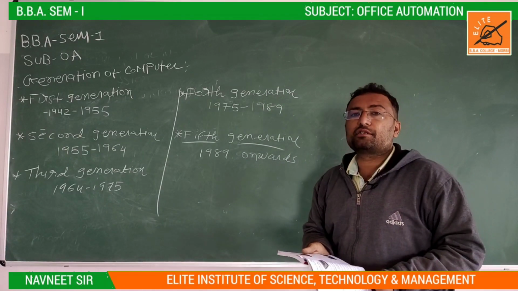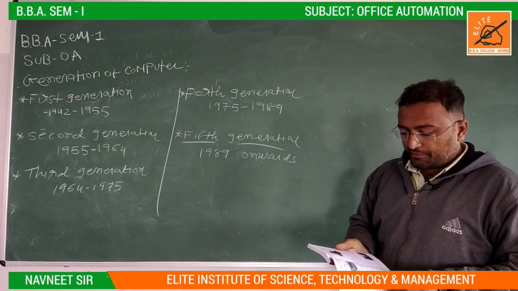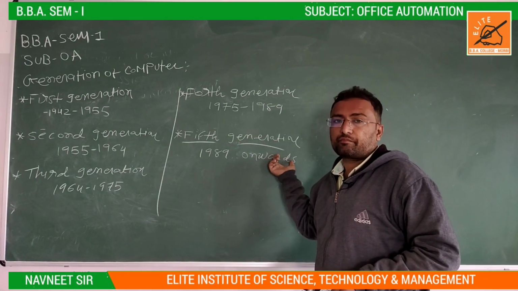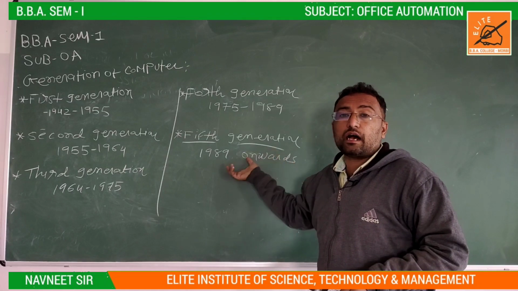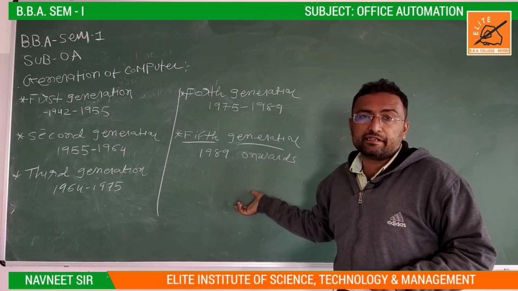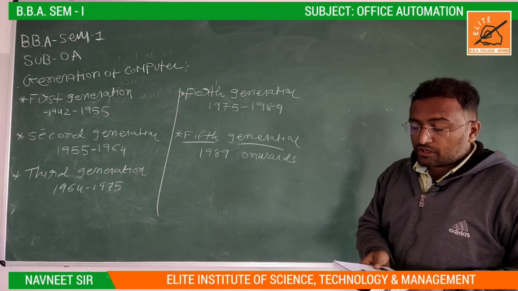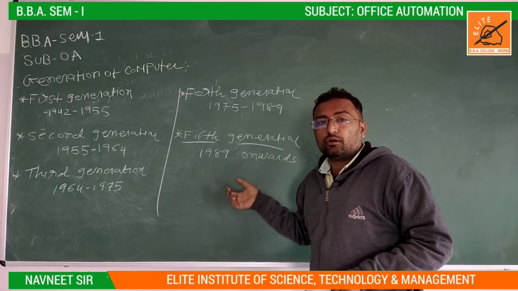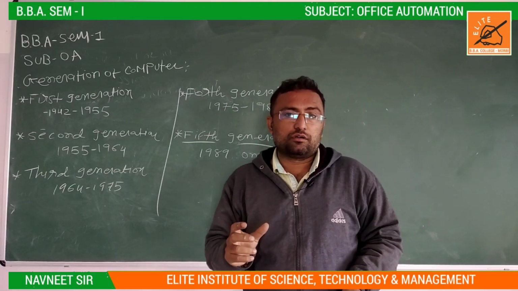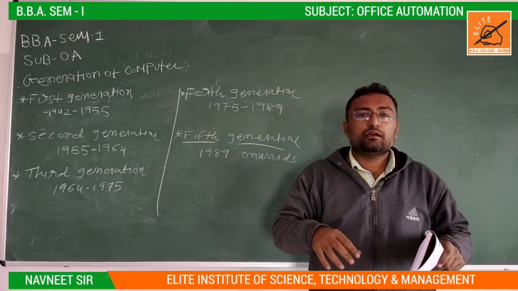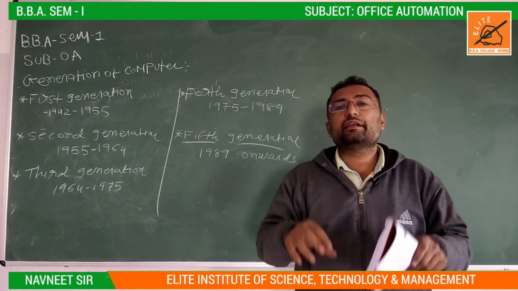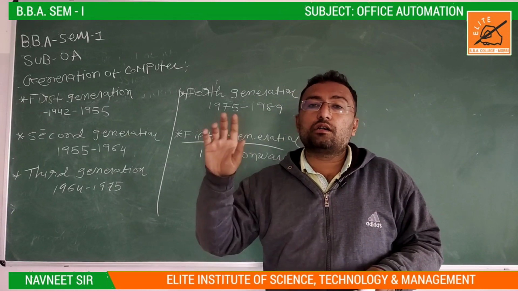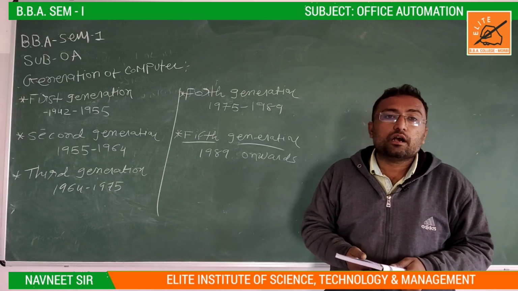Then fifth generation computer. The fifth generation computers are still in development stage. These are based on artificial intelligence. They use ULSI, ultra large scale integration. On a single processor, there are many functions integrated, where many chips were integrated. That is ultra large scale integration.